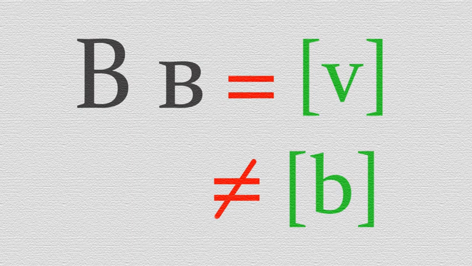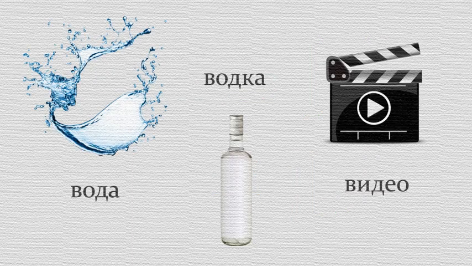Our next letter is the letter V. Very tricky, because it looks exactly the same as the English letter B. That will not have the sound B. That is V. Our examples are вода, водка, видео.